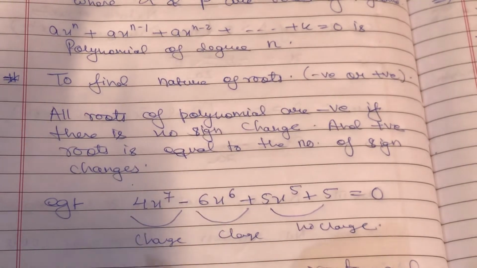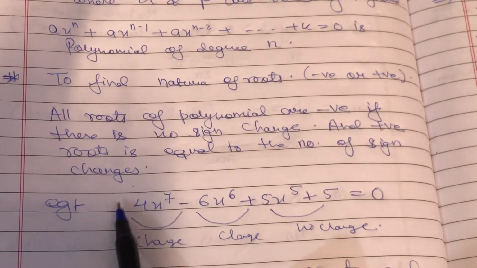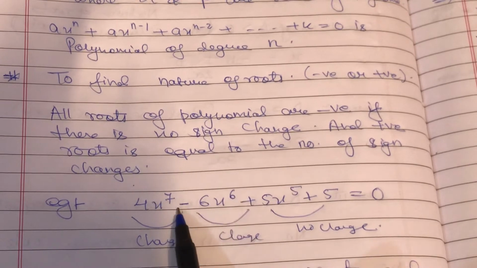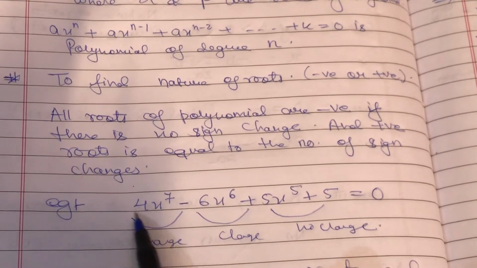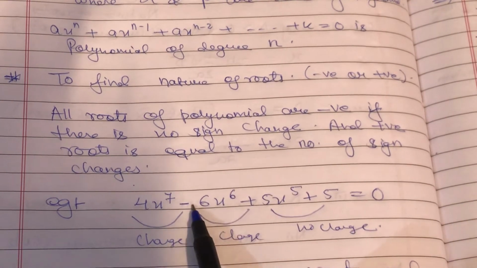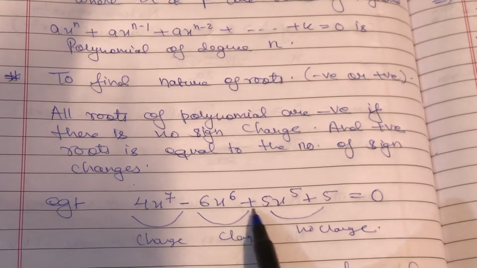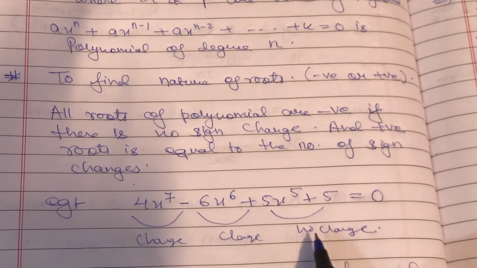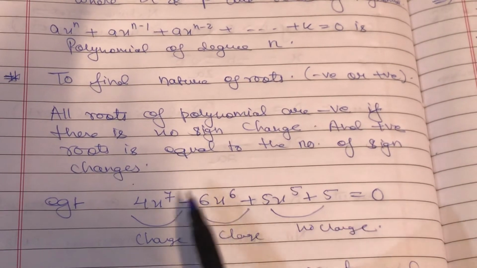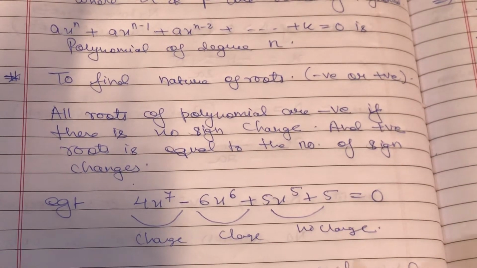Now what I understand by sign change: the coefficient of x to the power 7 is how much? Plus 4, isn't it? And here the coefficient of x to the power 6 is how much? Minus 6. So from plus to minus we are moving, therefore there is a sign change. Again this minus and the next sign is plus, so there is a sign change. Now from plus to plus, is there a sign change or not? There is no sign change, so I have written no sign change. Now it has only 4 terms and I have written how many sign changes are there and how many are not there, right?